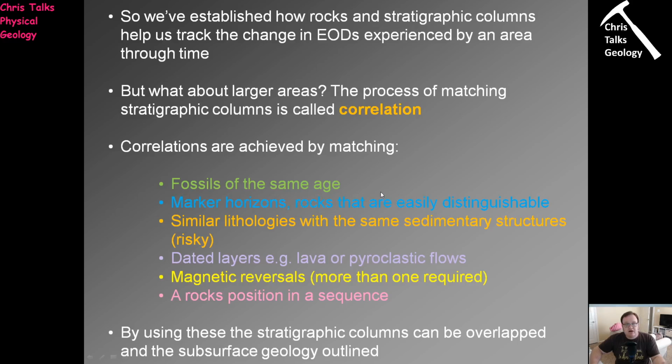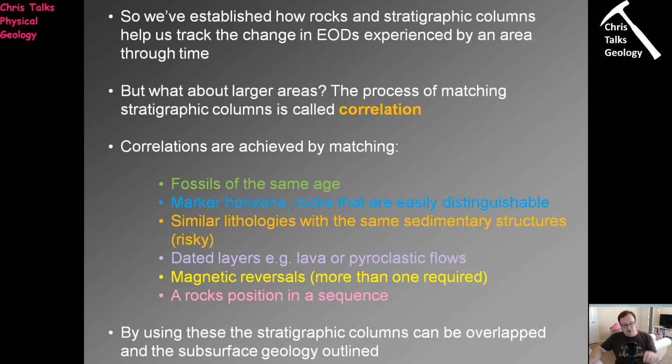So now we've established how rocks and stratigraphic columns help us track changes in the environments of deposition experienced by an area through time, but we can also use them for something else. We can use these layers of sediment for what we refer to as correlation. Correlation is simply the ability of a geologist to match up layers of rock at different locations.